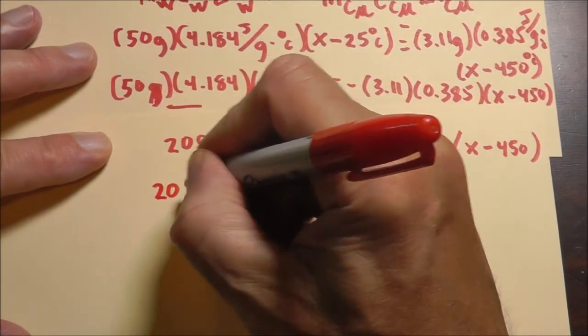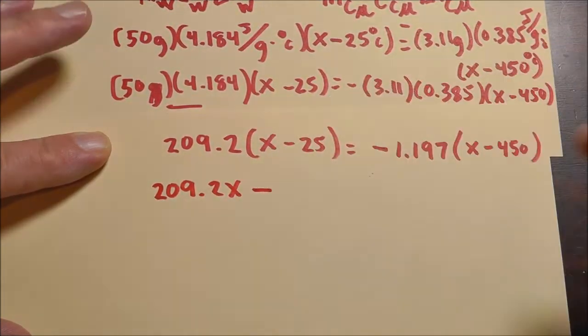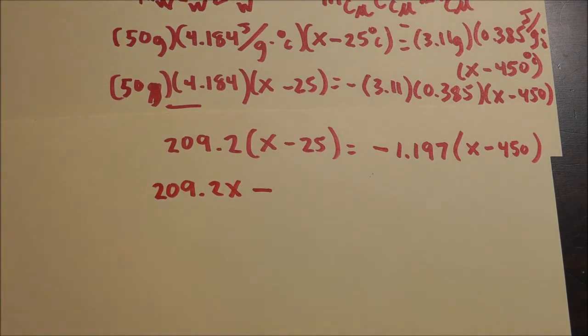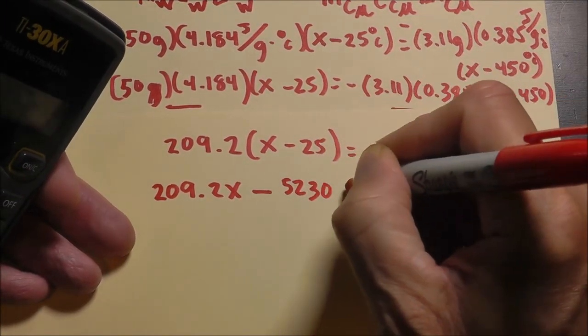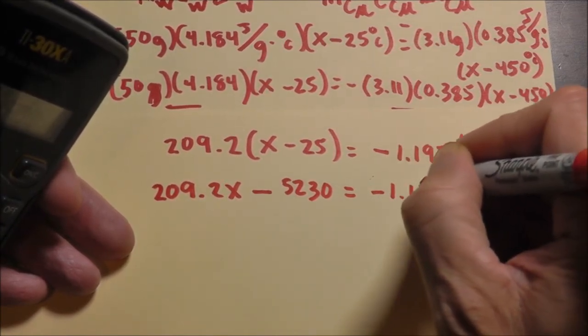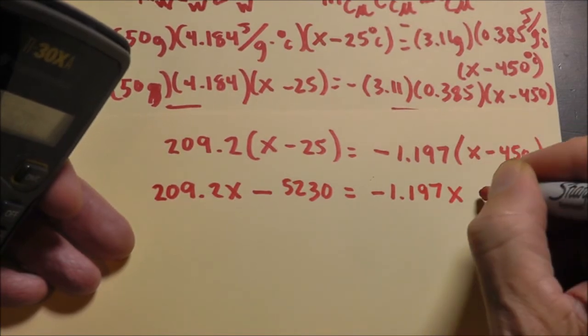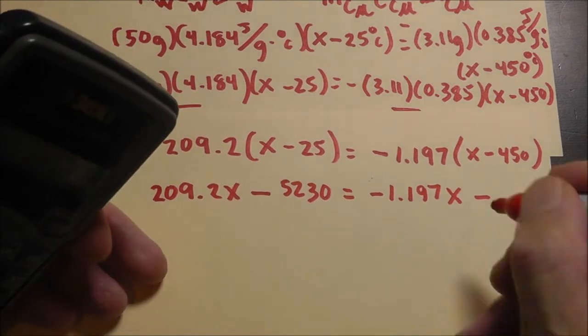209.2x minus 209.2 times 25, minus 5,230. I hope you're doing this along with me because this will be good practice. Equals minus 1.197x minus 1.197 times 450, 538.65.